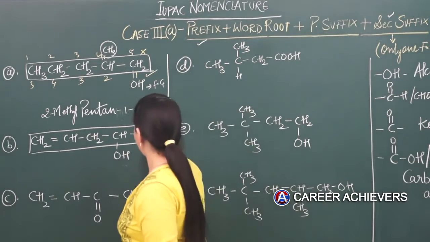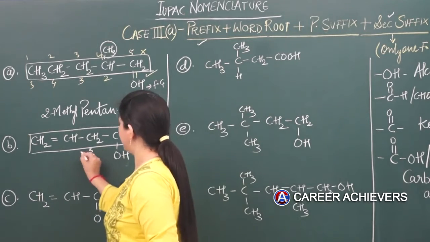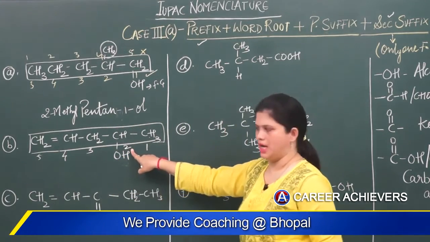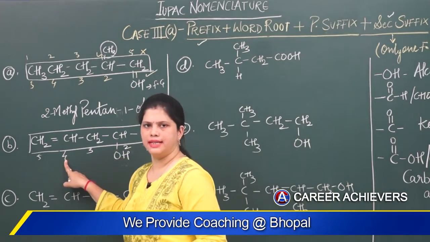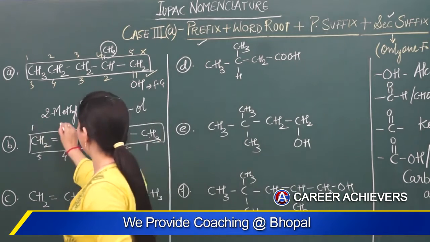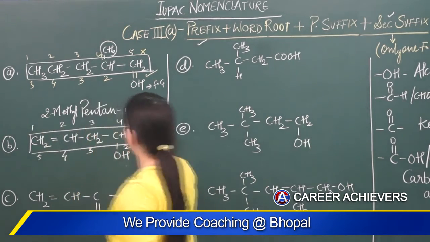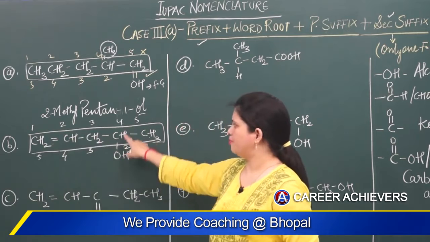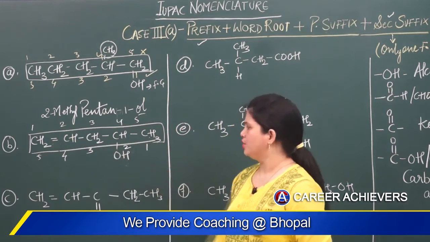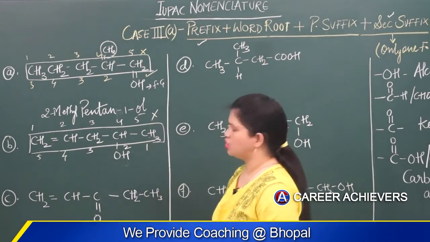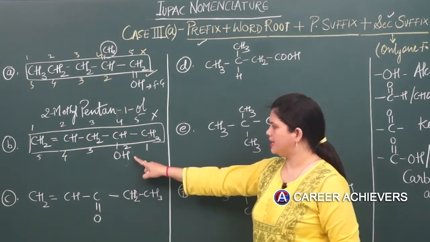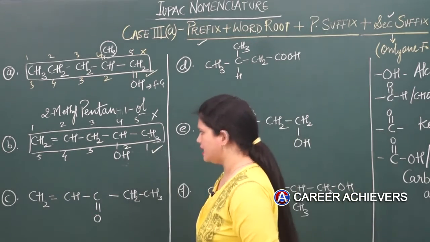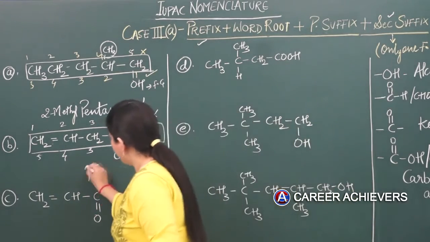So if we number from this side, we can see our functional group is getting the number 1 and double bond is getting the number 4. But if we number from this side, we can see double bond is getting the number 1 and functional group is getting the number 4. So it means this numbering is wrong, because on the priority basis functional group should get the minimum number. So this numbering is right. So we will have to start writing the name.